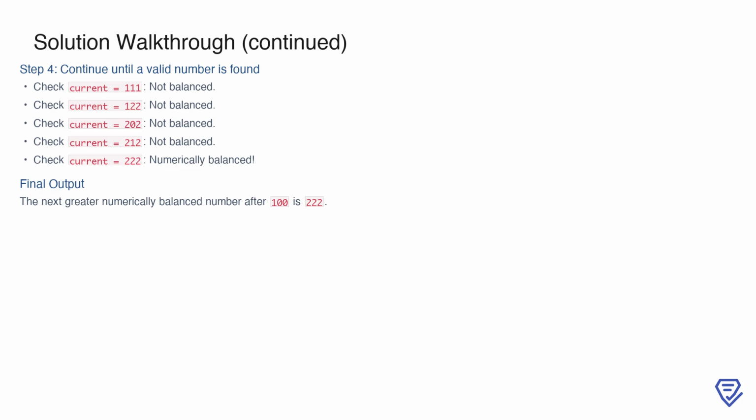For current equals 111, 122, 202, and 212, none of these numbers are numerically balanced, as the frequencies of their digits do not match the digits themselves. Finally, when current reaches 222, we find that its string representation is 222, and the frequency count is 2, 3. The digit 2 appears 3 times, and since its frequency matches the digit's value, 222 is numerically balanced. Therefore, the next greater numerically balanced number after 100 is 222.